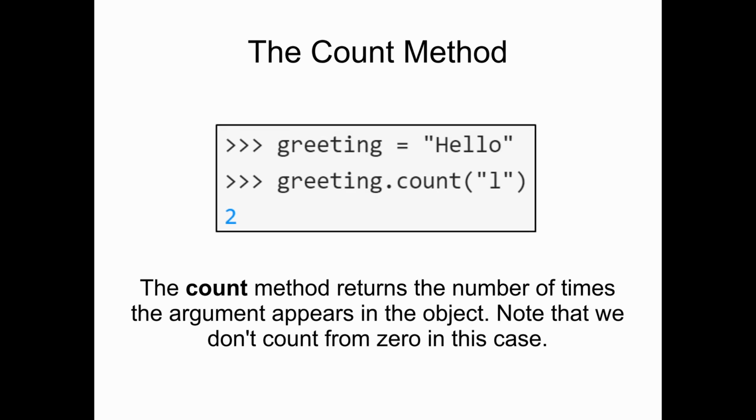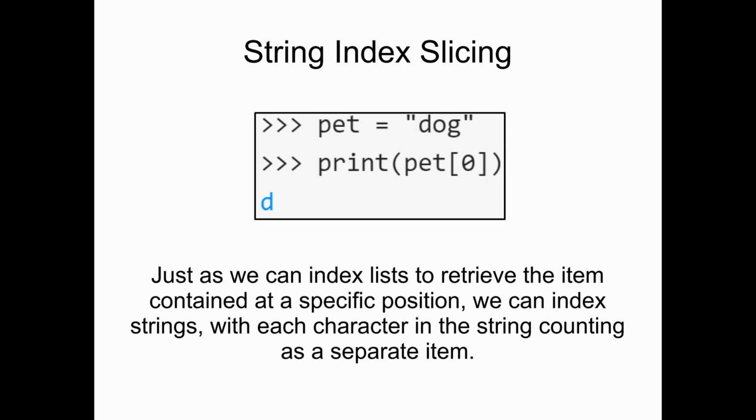The count method returns the number of times the argument appears in the object. Note that we don't count from 0 in this case. Just as we can index lists to retrieve the item contained at a specific position, we can index strings, with each character in the string counting as a separate item.